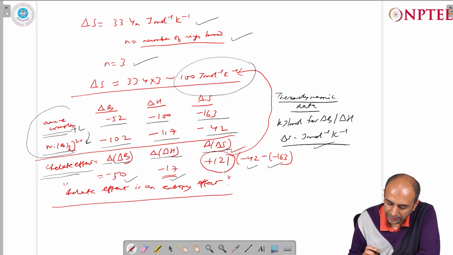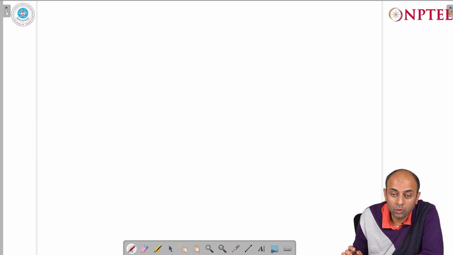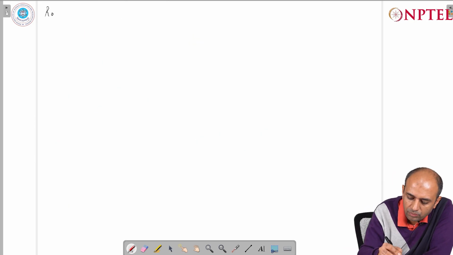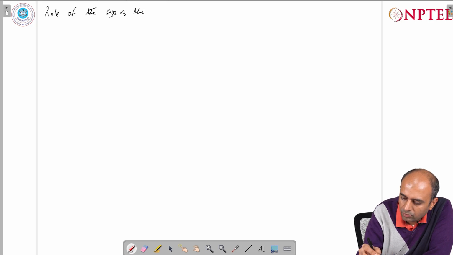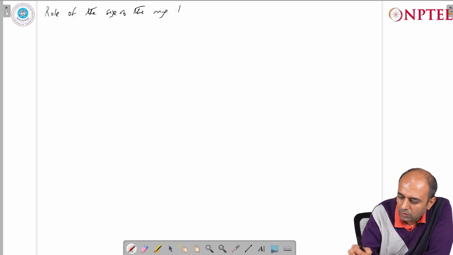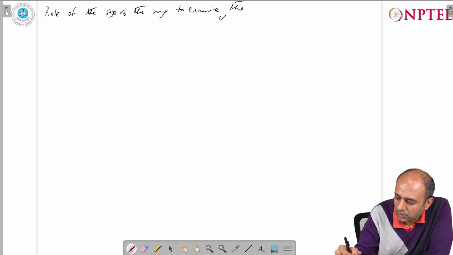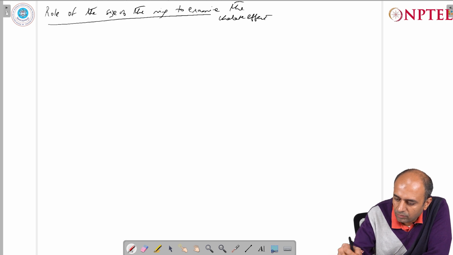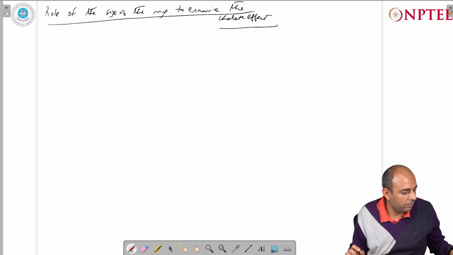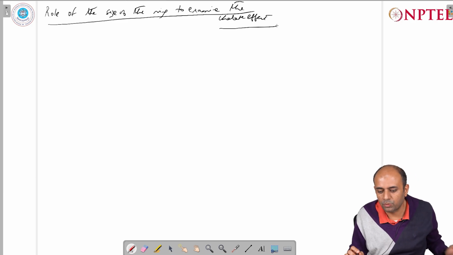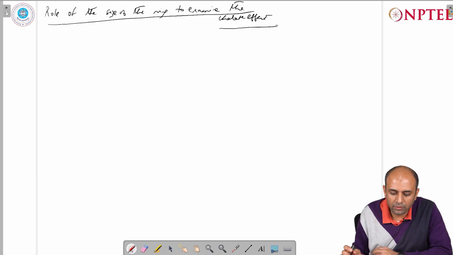Now, keeping this in mind, people have now looked at the role of the size of the ring to examine the Chelate effect. So, the size of the ring is supposed to be a very important thing here.